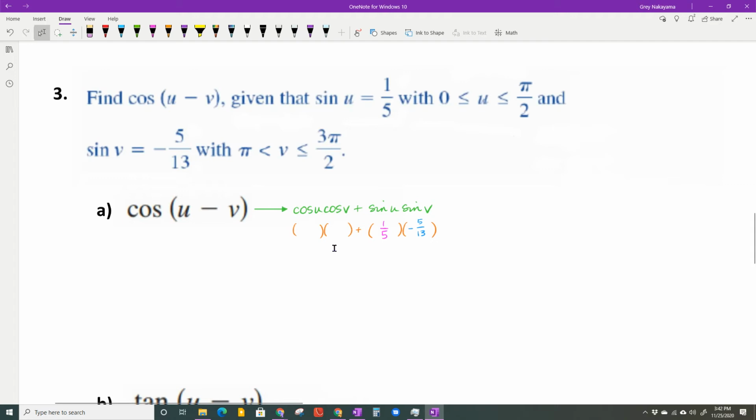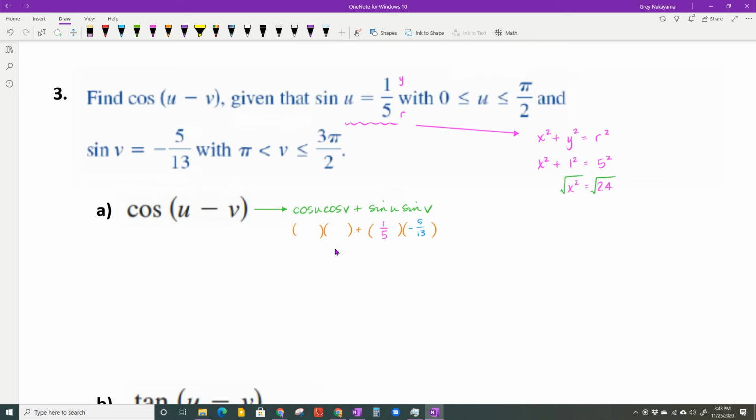So I'm going to start off with u. Okay, they tell me that the sine of u is 1/5. And if the sine is 1/5, then that means that the top is y and the bottom is r. Okay, so I'm going to go back over here to my x squared plus y squared equals r squared. And I'm going to plug in for y and r. So that's going to give me x squared plus 1 squared equals 5 squared. When I subtract my 1, I'm going to get x squared equals 24.